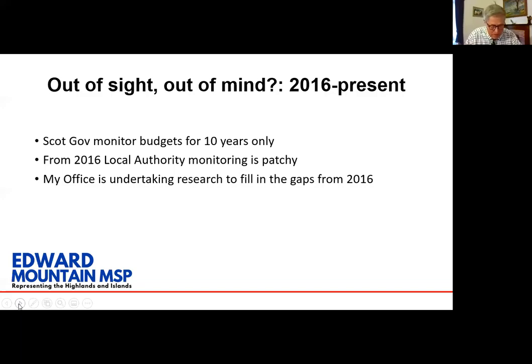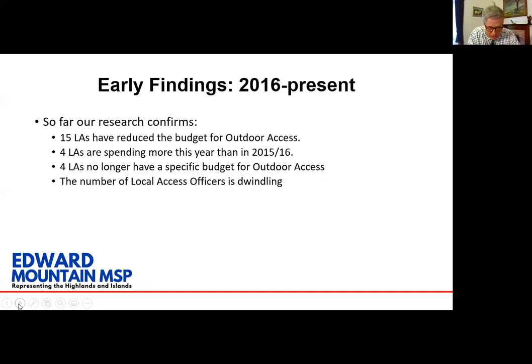What we have managed to confirm, though, is that 15 of the local authorities have reduced the budgets for outdoor access. That's on the next slide. And 4 local authorities were spending more in the last 5 years. But that's not a great story: 4 of all of our local authorities, only 4. We also understand that 4 local authorities just don't even have a budget for outdoor access, and all their departments that they had in outdoor access have been subsumed into larger departments and don't actually function. And we also know the number of local access officers continues to dwindle and has fallen in 11 local authorities.